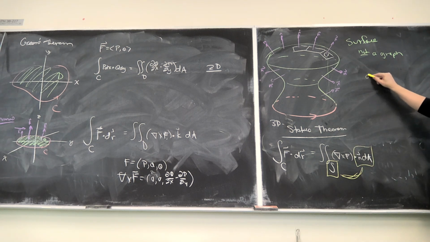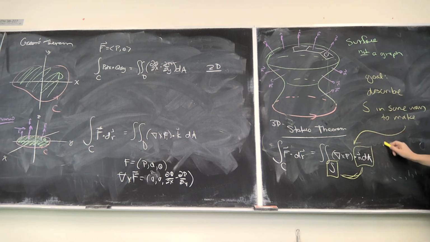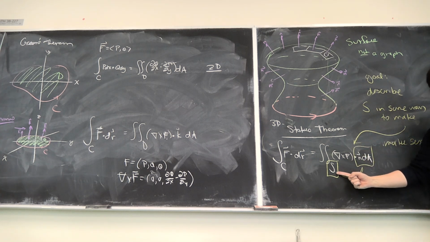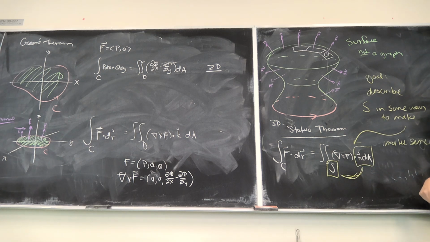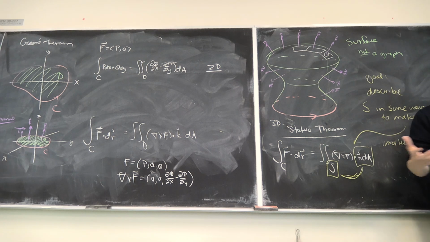So our goal here is to describe S in some way to make this make sense. So I want this to be a sensible statement that I can work on mathematically. How do I describe a surface that does not look like z is equal to f of x and y? What does this dot, the normal vector, times dA even mean in this context? This is going to somehow have to correspond to the area of these guys in order for this to make sense. I don't know how to calculate surface area.